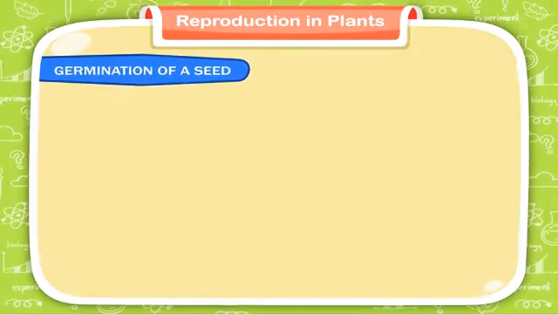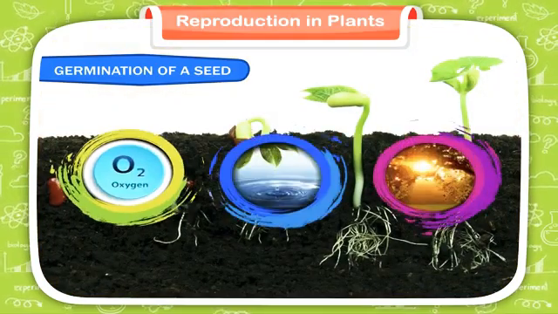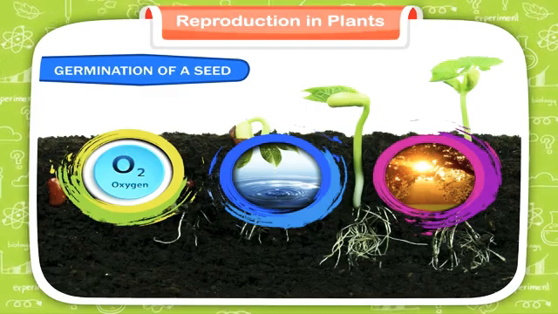Germination of a seed. A seed needs oxygen, water, and warmth to grow into a new plant. Even if one of the three is not available to the seed, it will not grow.